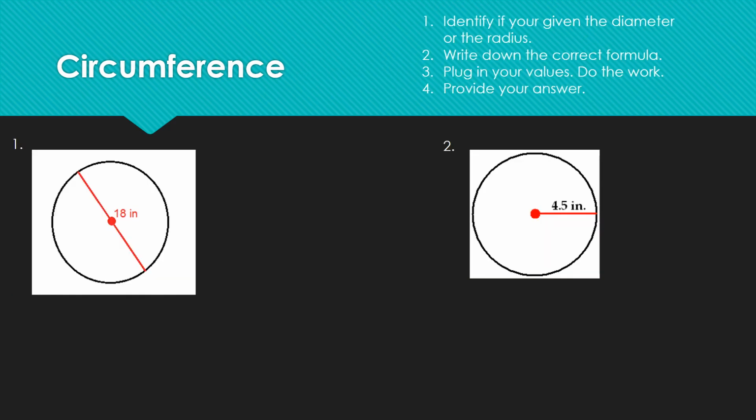We're now going to get ready to practice. We're going to first do the first 4 steps. Make sure you identify if you're given the diameter or the radius. And then you're going to write down the correct formula and make sure you plug in your values, do the work, and then provide your answer.